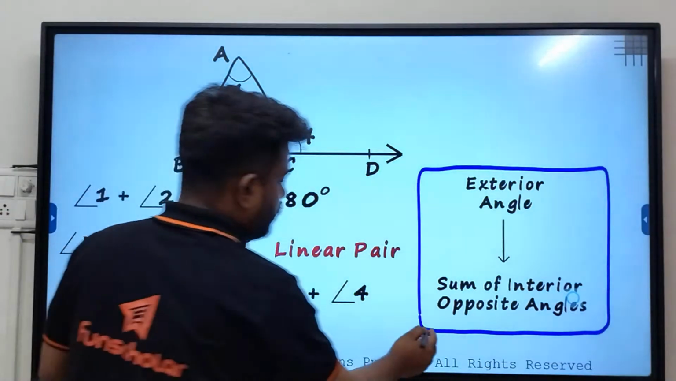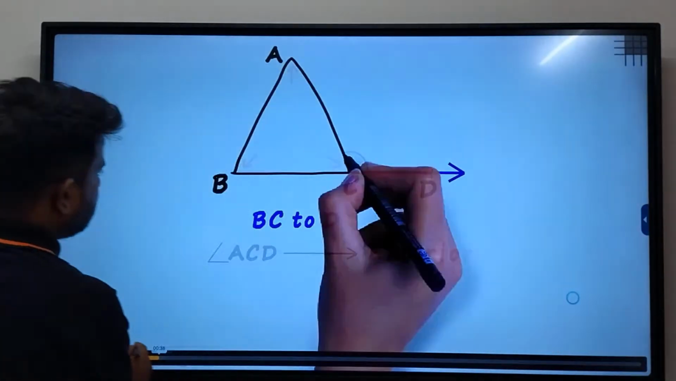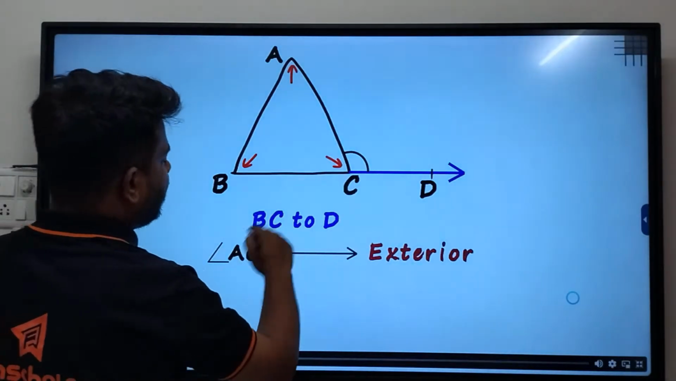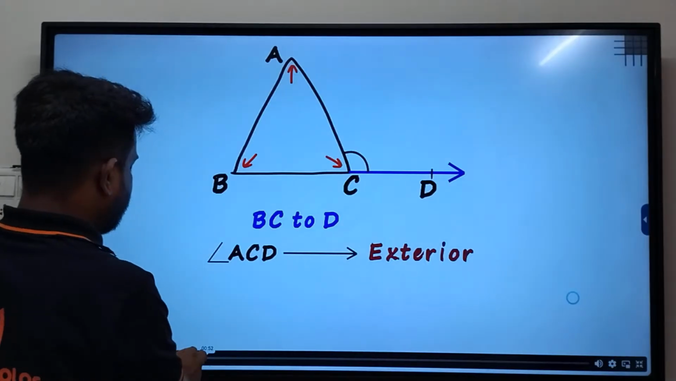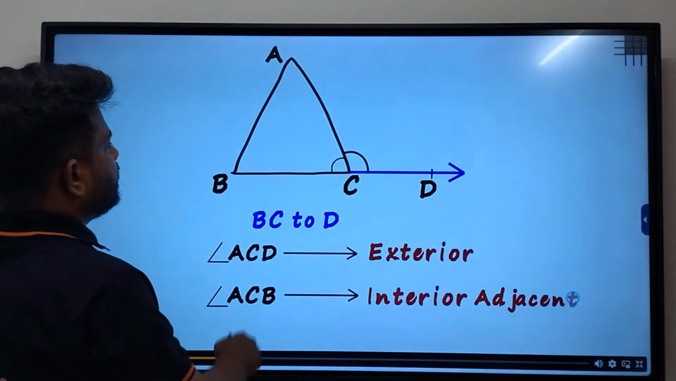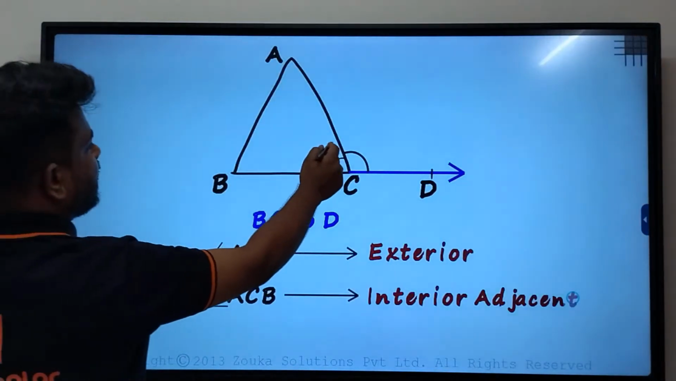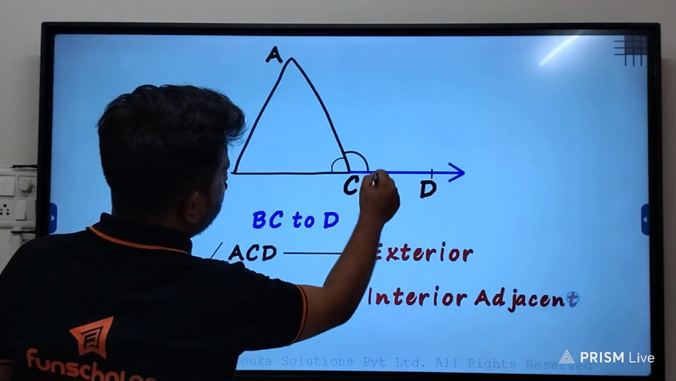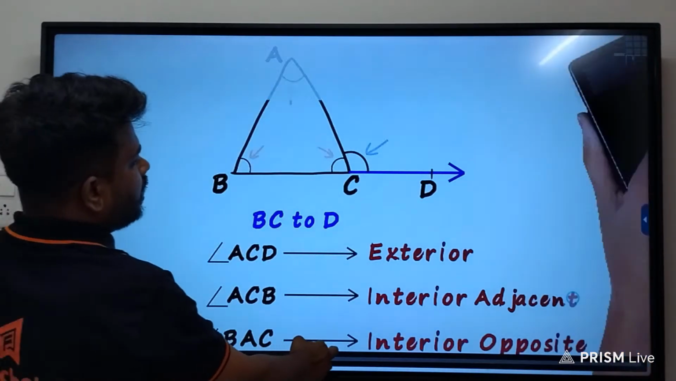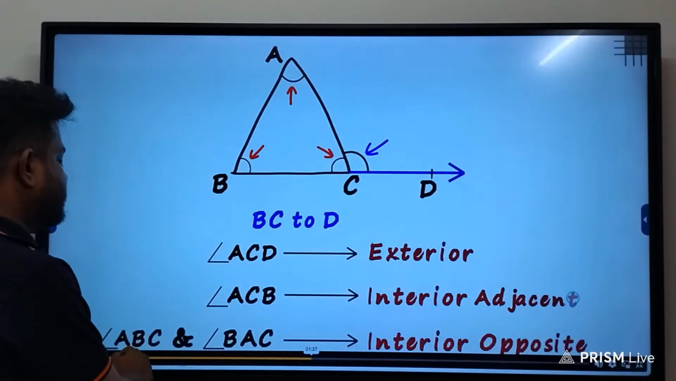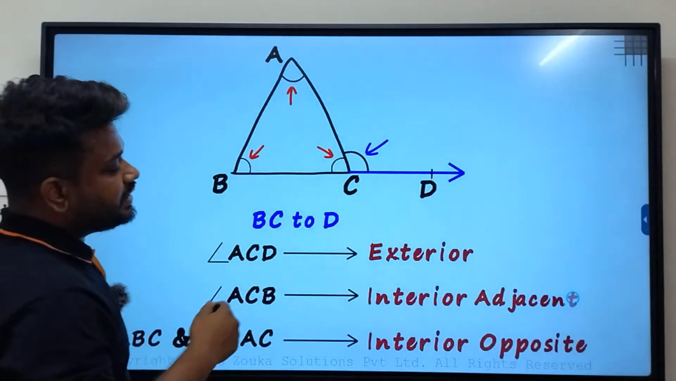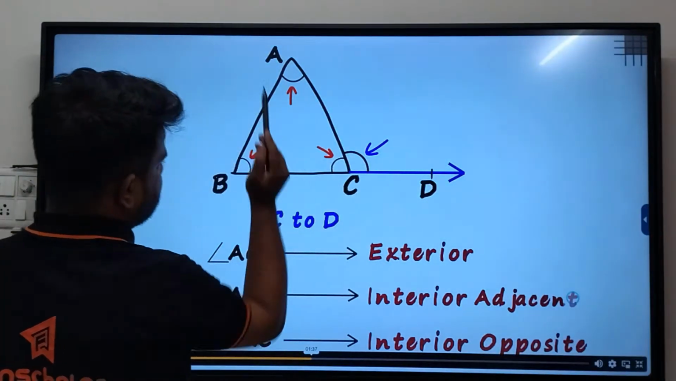Okay, so from this one what we have learned is that this one is a triangle and we have extended it to make an exterior angle, and ACD is making an exterior angle of it, and ACB is the interior adjacent angle. ACB is an angle and the adjacent angle, that is, ACD will be the exterior adjacent angle. Okay, and ABC and BAC are the interior opposite angles of this angle.